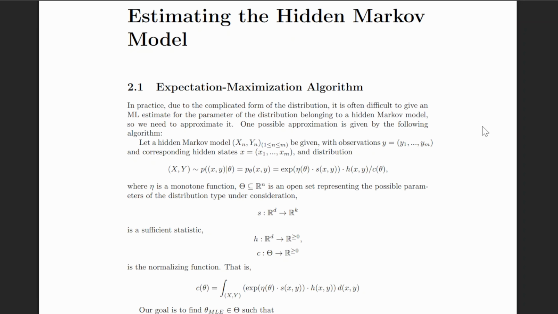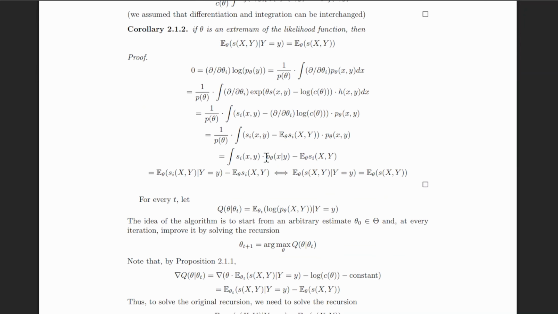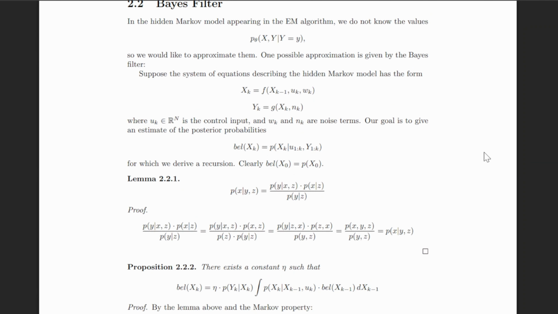Last time we discussed the EM algorithm, but there was a key problem with the discussion: the algorithm assumed that we already knew the posterior probabilities. That's why we would like to estimate them, and one way to do this is the Bayes filter.